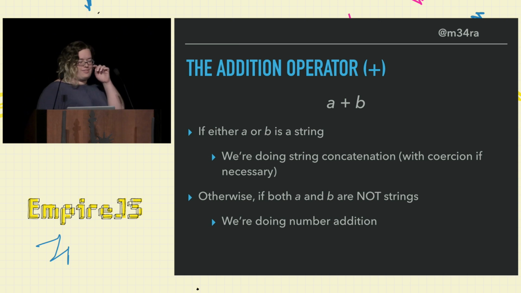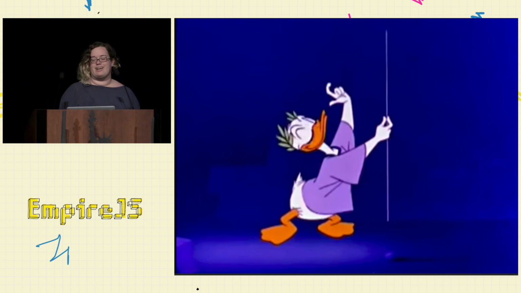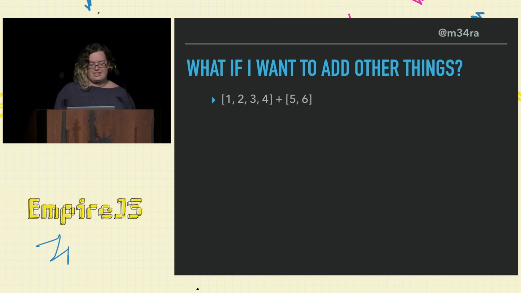So at this point, I think we've got enough data to come up with a working model of how addition works in JavaScript. For the expression a plus b, if either a or b is a string, we're doing string concatenation with coercion if necessary. Otherwise, if both a and b are not strings, we're doing number addition. So at this point, I'm feeling kind of like this. We've got this great model. We're totally rocking and rolling here. So let's try something a little more interesting.